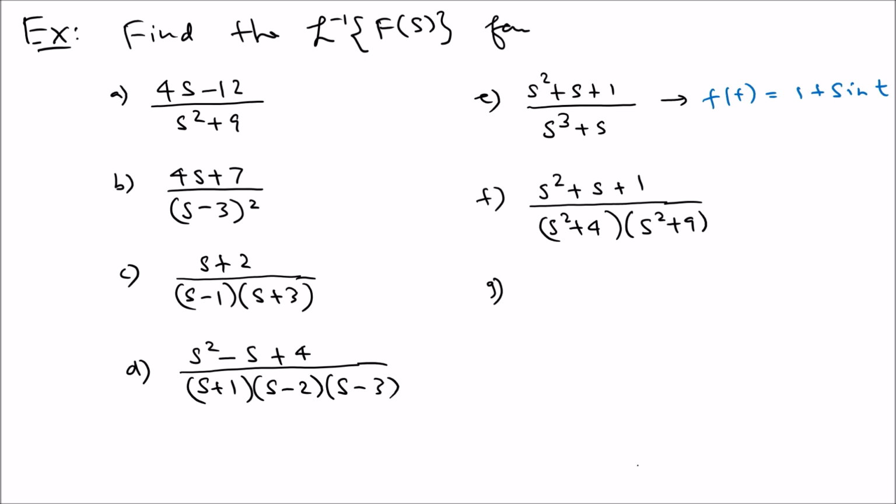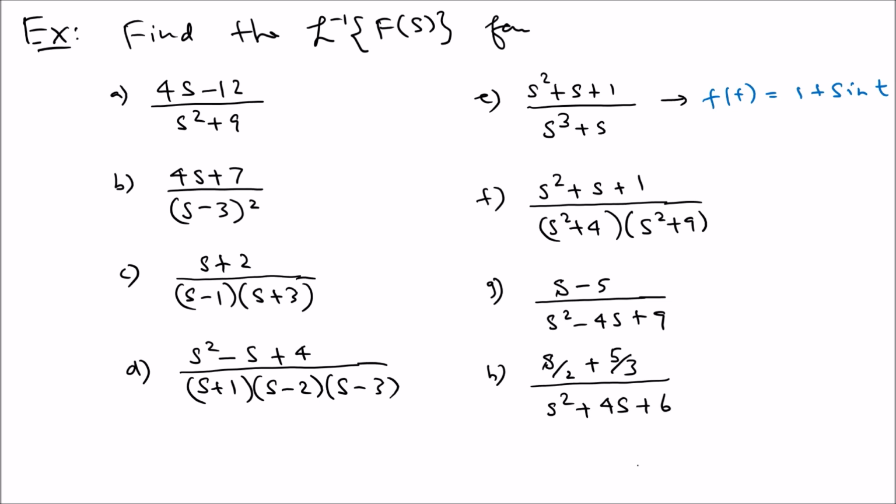Actually, let's do the completing square one. So s minus 5, so one is s and one is 5. s squared minus 4s plus 9, and then this one, s over 2 plus 5 over 3, and then we have s squared plus 4s plus 6.